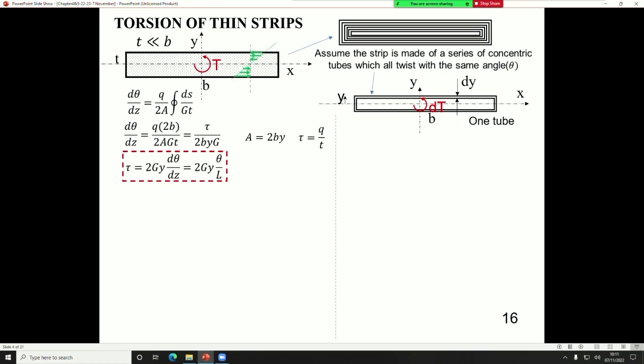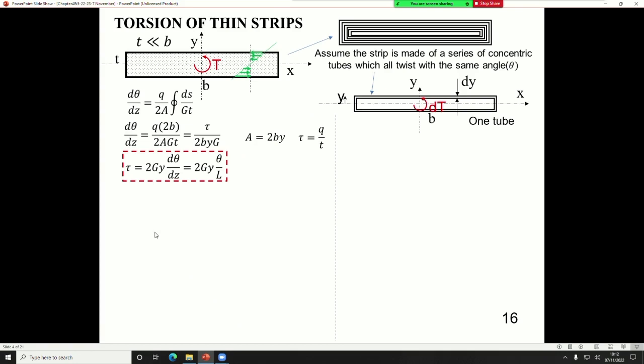So this is the profile of the shear stress distribution. Even for a thin section, based on this equation, we can see the shear stress is maximum at the top and bottom. So we don't have the same assumption we made for closed tube, single cell or multi-cell, that the through-thickness variation of shear stress is constant. So this is the first relation.